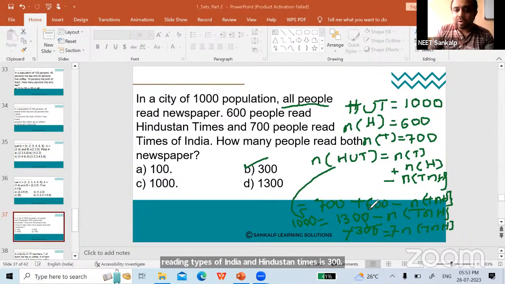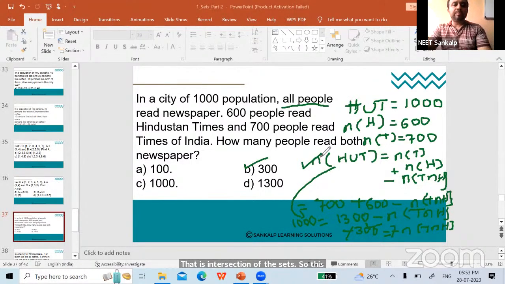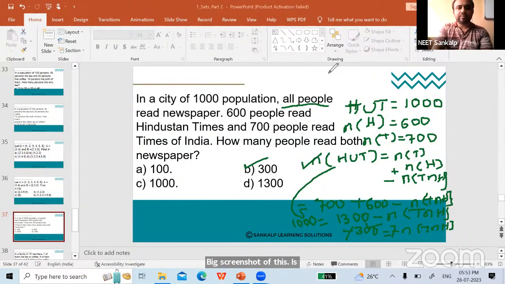This is the formula. You have to remember this formula: cardinality of union of sets is represented by the cardinality of individual sets minus the cardinality of the intersection of the sets. This will always give the answer for the people who are reading both papers, the common paper. Okay. Take the screenshot of this. Is it completed? Yes, sir. Now next one.